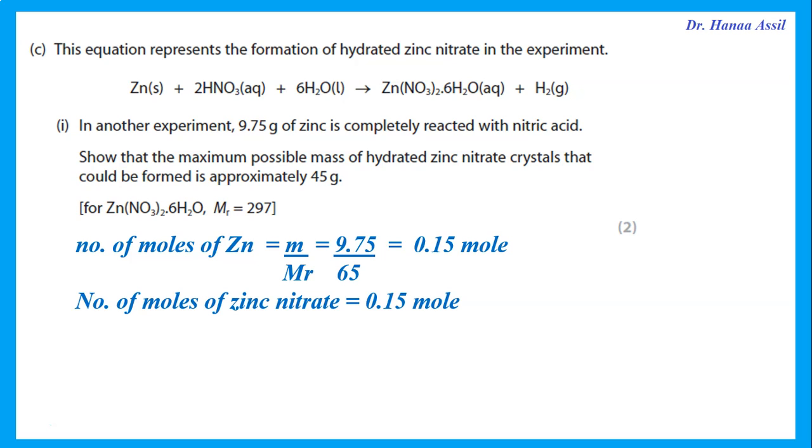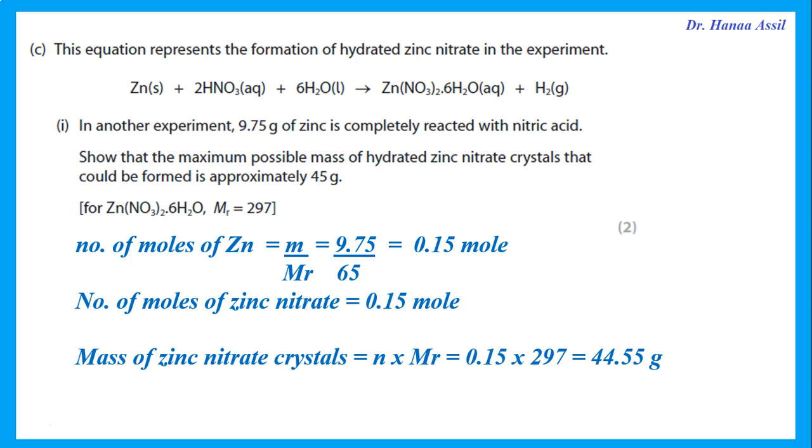Now what are we asked to calculate? Calculate the mass. How do we get mass? Number of moles times Mr. This gives a mass of 44.55 grams. If we're given information about something, you get the number of moles of that. Look at the equation, relate it to what we're asked about, and then calculate what is being asked for.